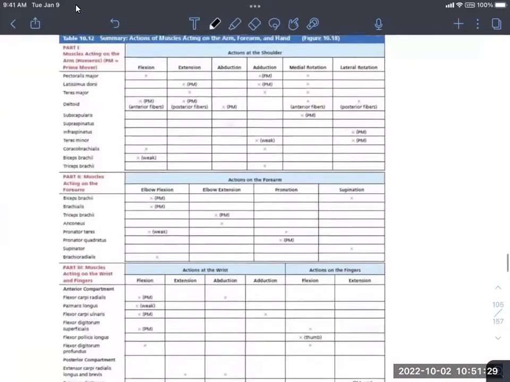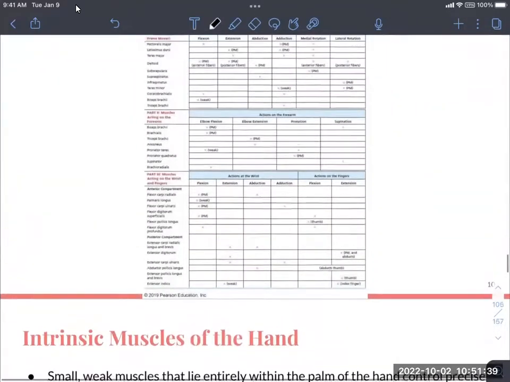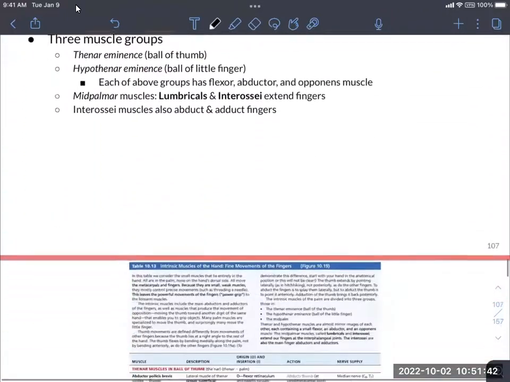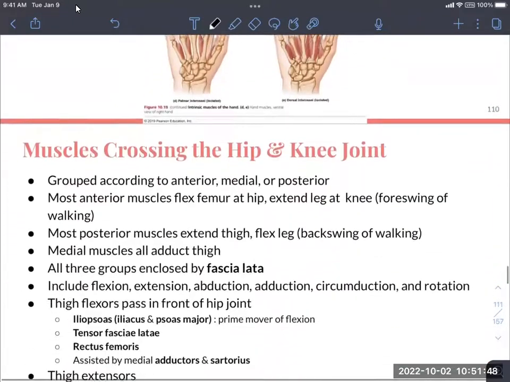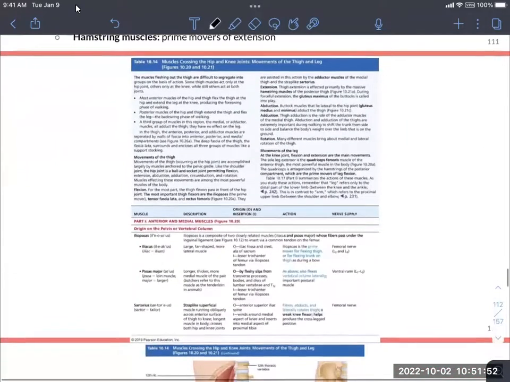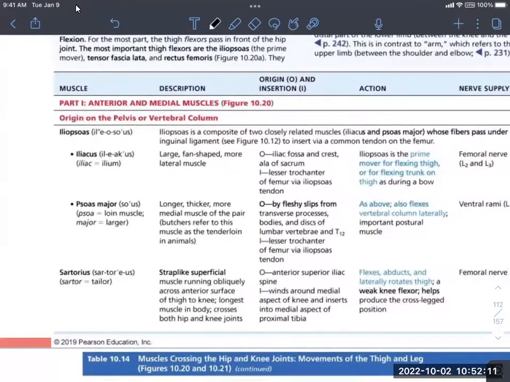So here's some charts direct from your book on what muscles flex, extend, abduct, adduct, medially rotate, and laterally rotate. And it goes through every muscle that we've looked at. We do not need to know these intrinsic muscles of the hand. So these are here more for your information and what you want to know. So let's start going through the muscles of the leg. We do not need iliopsoas, and we do need sartorius. So, sartorius.